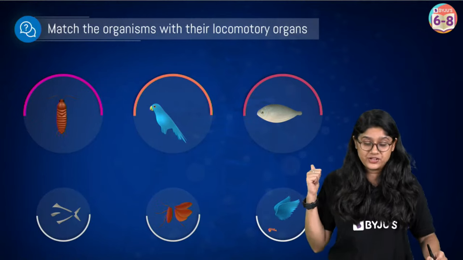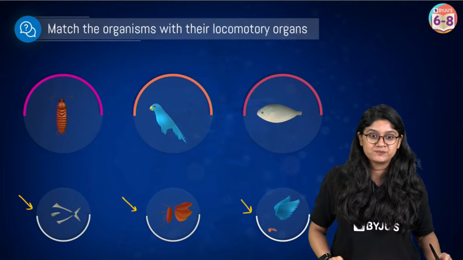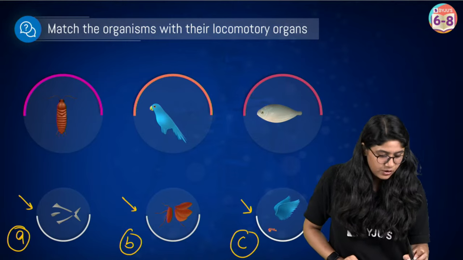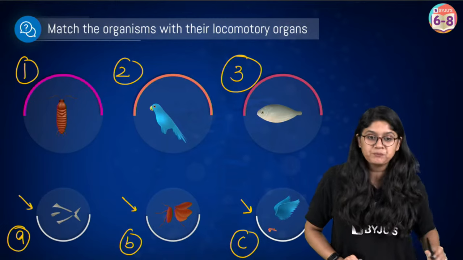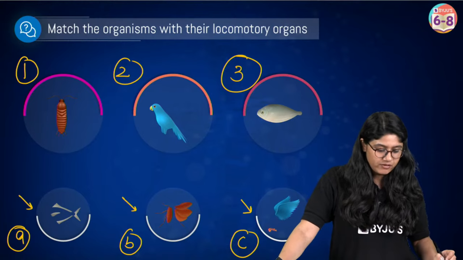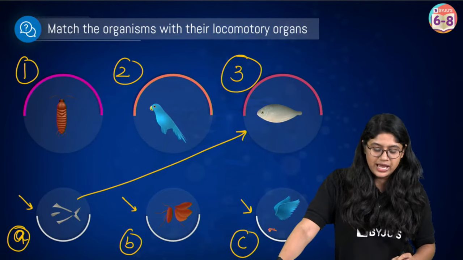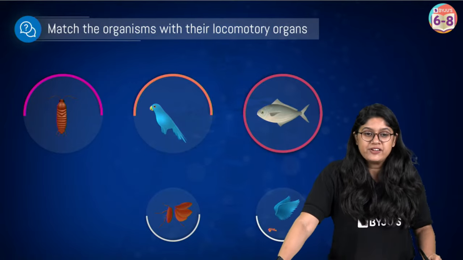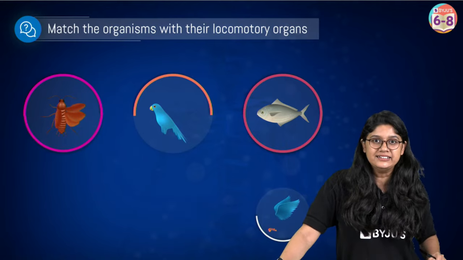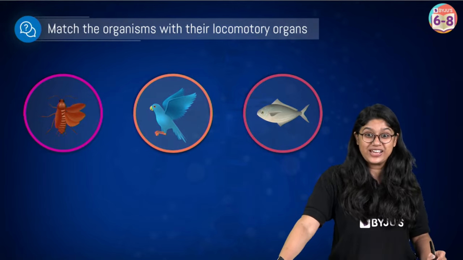Okay. Now we have to match. See, we have the locomotory organs and we have to match them with the cockroach, bird and the fish. Let's say A, B and C, 1, 2 and 3. Can you match it up? We don't have a mentee today. We will be having a mentee next week. Okay, everyone, match. So A will be matching with 3, right? It will be the fins and the tail. Then let's see the cockroach, number 1: wings and the legs. And of course, for the bird, we have the wings. Yes, very good, very good.